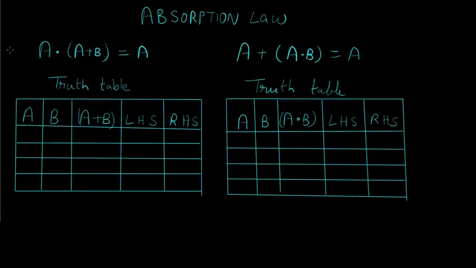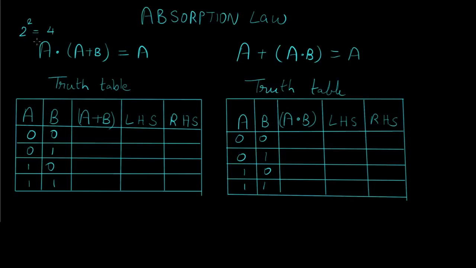Okay, so the next law is known as the absorption law. Since there are only two variables involved in this law, the number of input values would be 2 raised to 2, which is equal to 4. So let me just write down the input values. So I have now written down the input values for both the equations.